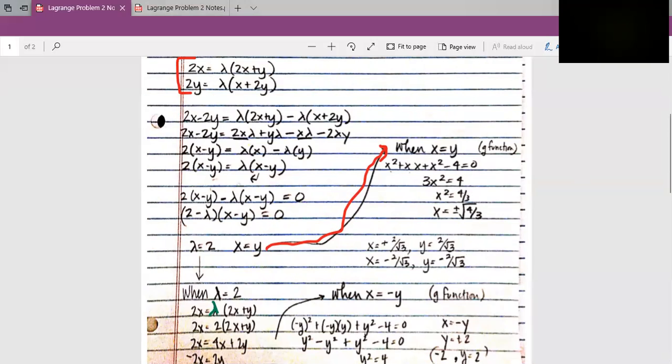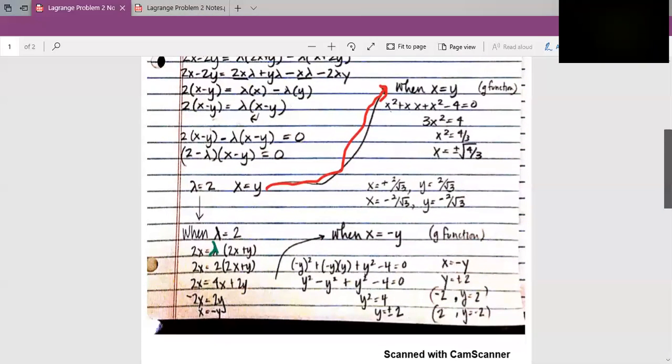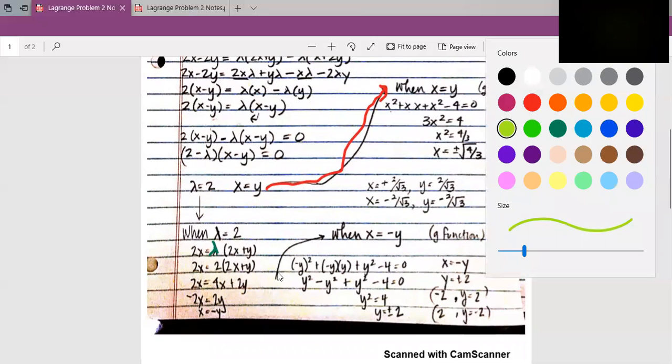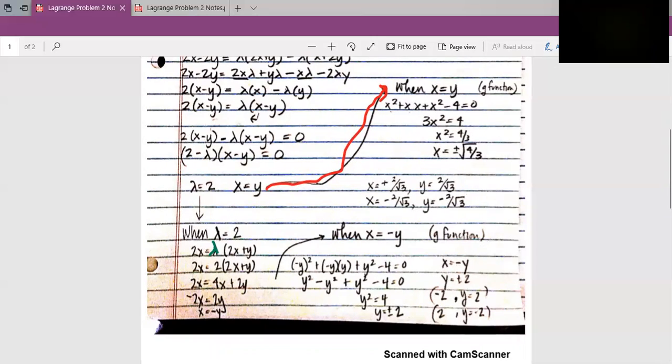you get that y equals negative x. So once you get that y equals negative x, you can plug that into your g function. And so if you solve it out, you get y equals positive or negative 2. So when y is positive 2, remember x is negative y, x would be negative 2. And then when y is negative 2, x would be 2.